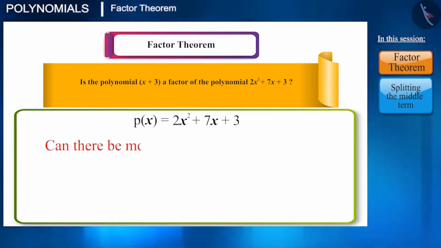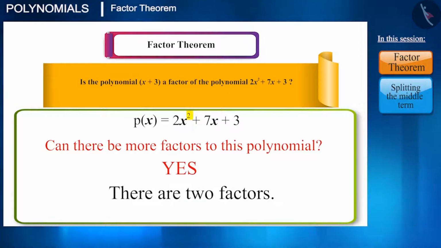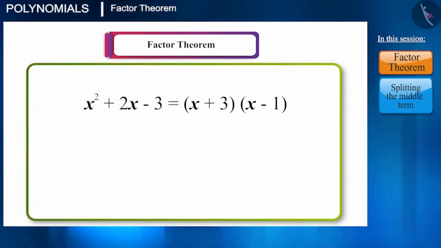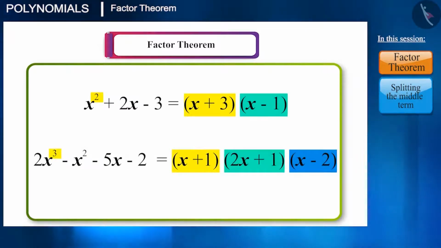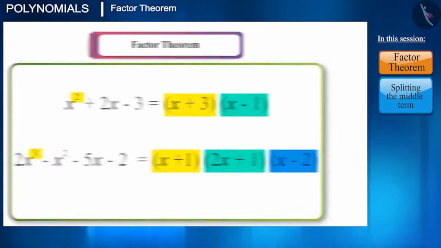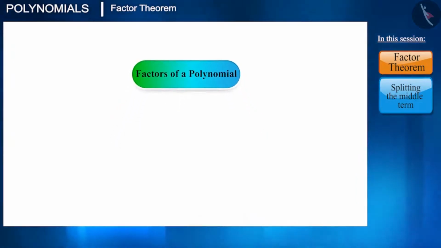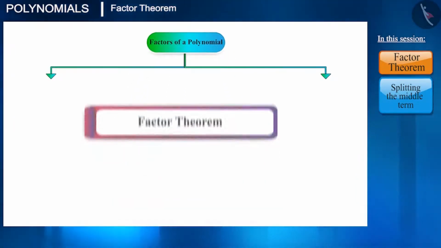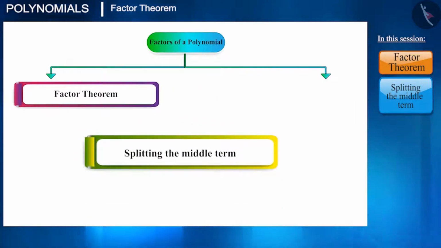Friends, can there be more factors of this polynomial? Yes. The number of factors of a polynomial depends on the highest power of the variable of the polynomial. For example, a quadratic polynomial has 2 linear factors and a cubic polynomial has 3 factors, etc. So now, let's learn how to find all the factors of a polynomial. For this, we have 2 methods. One is factor theorem and the second is splitting the middle term.